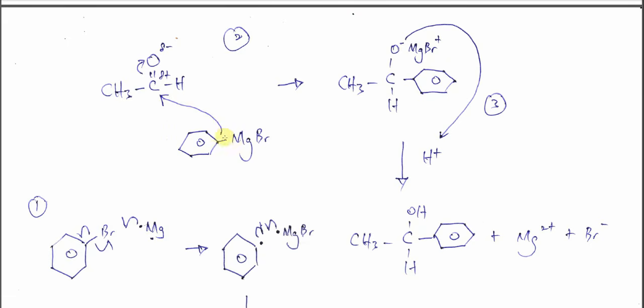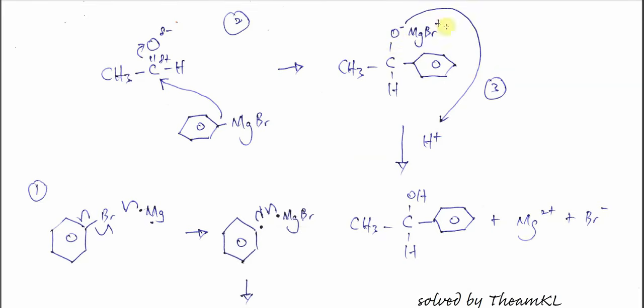This pair of electrons will attack the carbonyl carbon, and the pi bond breaks. So eventually it will form this intermediate. This oxide will use one pair of electrons to get the proton, and eventually the magnesium and the bromide will form the other salt. When the oxygen gets this proton, it will form the OH group, which means it forms 1-phenyl ethanol. So this is how steps 1, 2, 3 of the reaction happen.